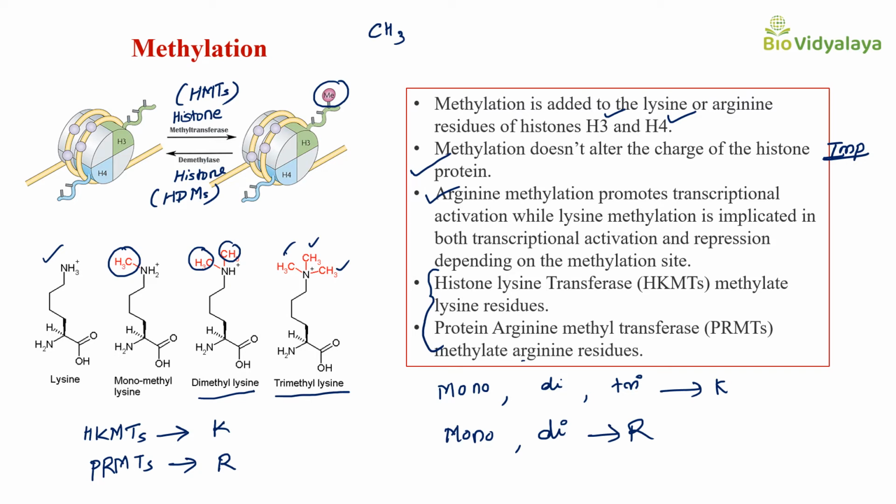For example, methylation of lysine at the 9th position of H3. That means H3K9. It is associated with gene silencing. Gene silencing. That means repression. Okay, and H3K4. H3K4 is associated with activation.